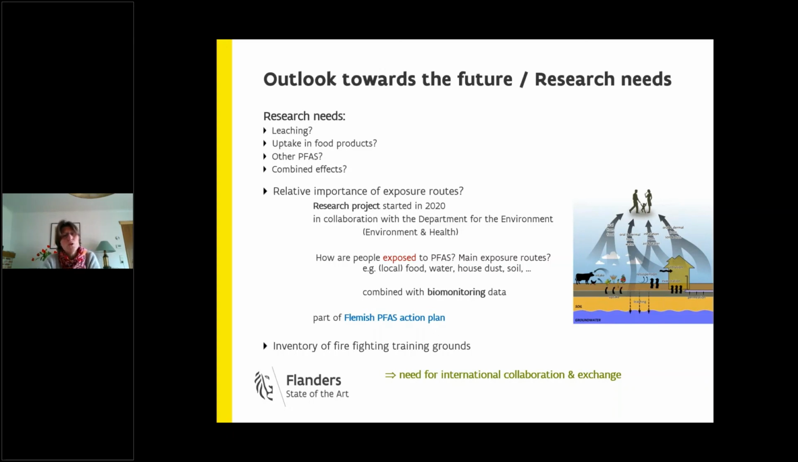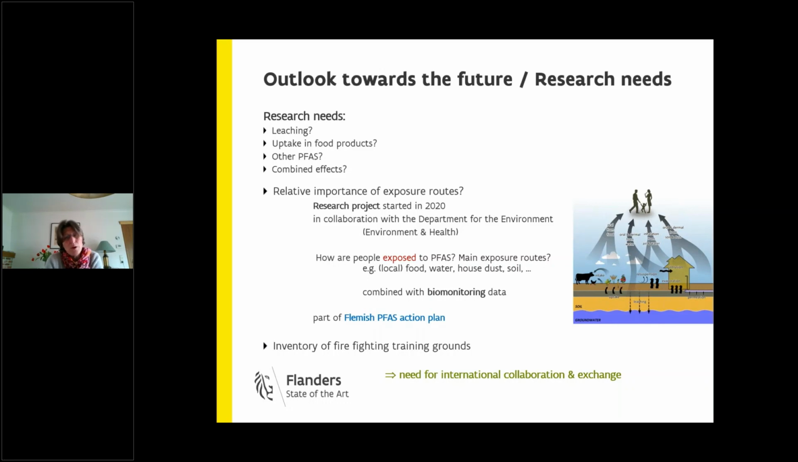That's why we started a research project last year in collaboration with the Department for the Environment and the Division of Environment and Health there. We want to find out how people are exposed to PFAS. So what are the main exposure routes? Therefore, we are planning measurements in food, especially food that's locally produced, also in drinking water and groundwater, in house dust, in soil, and so on.